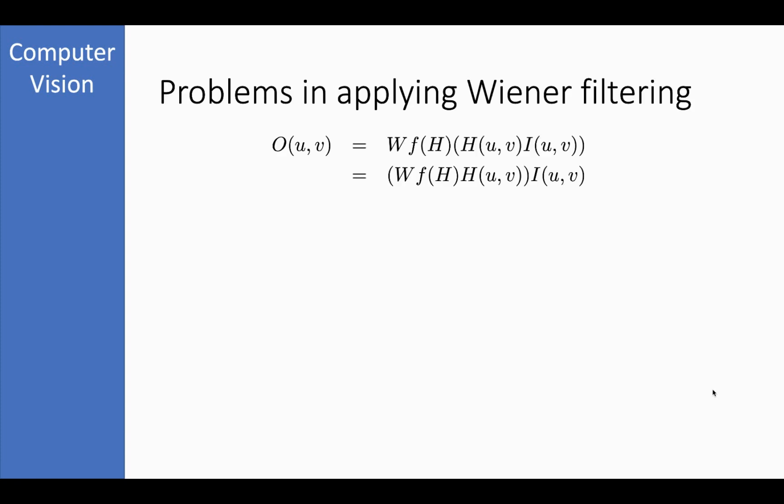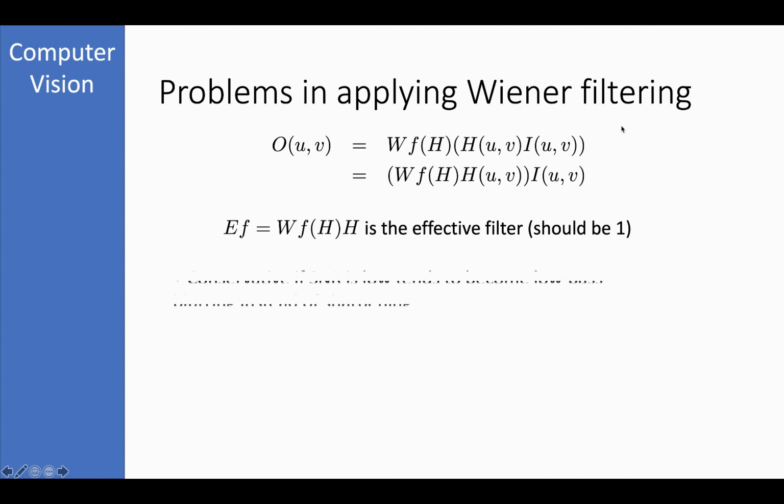Now, problems in applying Wiener filtering exist as well. We know that the output is actually the Wiener filter times the actual blurring filter times I. So effectively, the filter that we apply to the actual image is the Wiener filter times H. In the ideal case, this effective filter should be 1 so that the output is the same as the original sharp image.